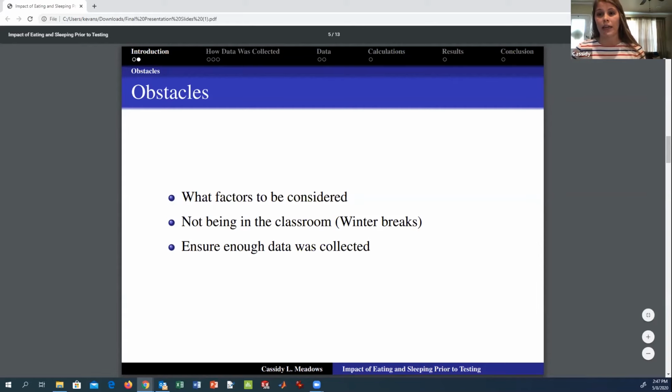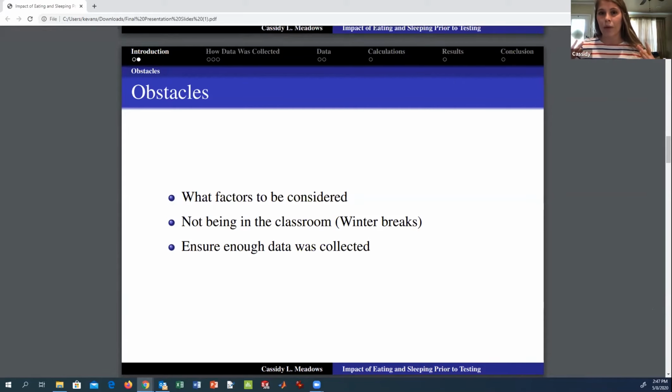And then also not being in the classroom. I collected the majority of my data over winter break, and we had a ton of breaks during winter, so a lot of times I wasn't in the classroom to gather this data. And then also to ensure enough data was collected, I had to eye it and make sure, okay, do I have enough data to work with and to analyze and to draw results from?